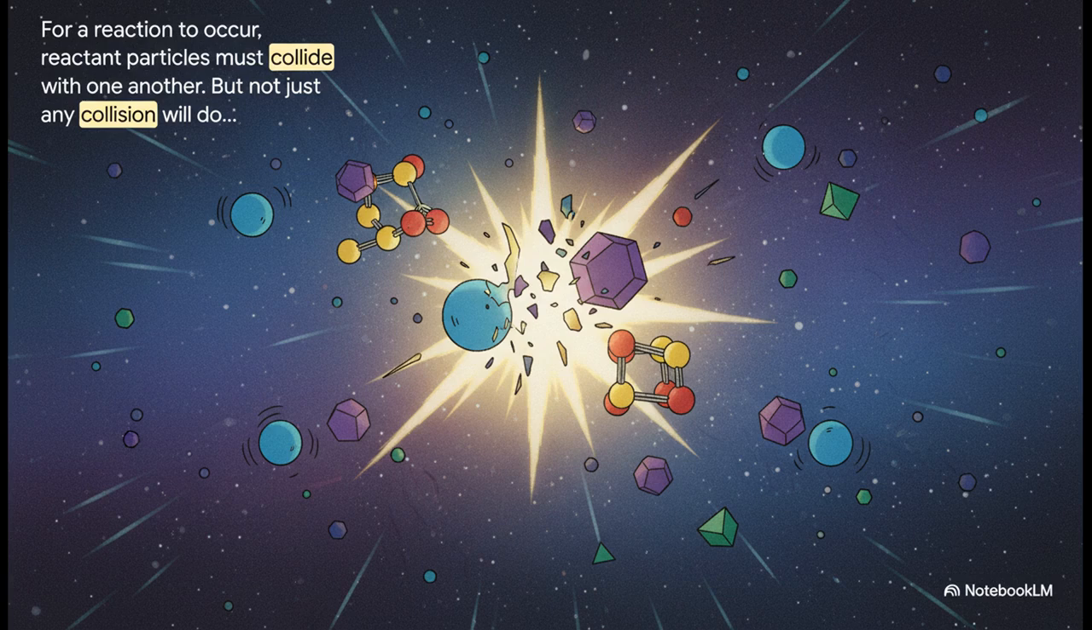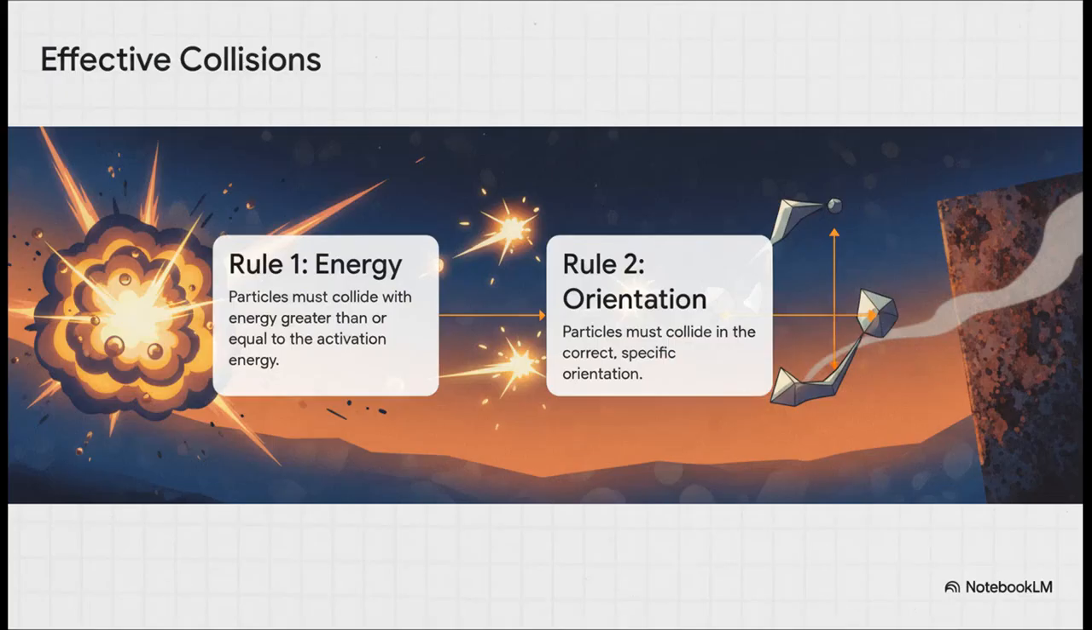But here is the twist. The vast majority of those collisions do absolutely nothing. The particles just bounce off each other like billiard balls. Only a very, very tiny fraction of all the collisions that happen actually lead to a chemical reaction. So for a collision to actually work, for it to be effective, it has to follow two golden rules.